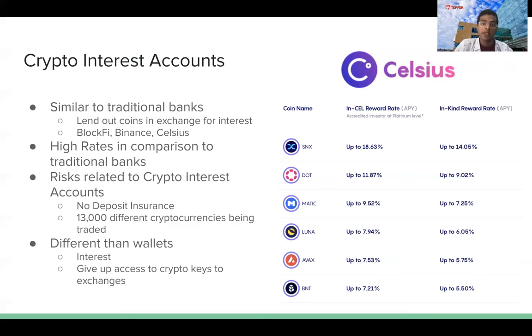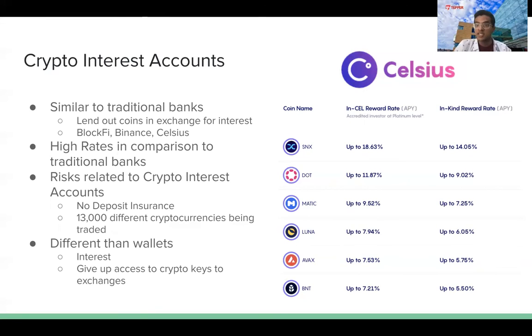Other firms provide interest through their own personal coin instead of the coin the interest account is in, while some firms provide interest through combinations of in-kind and a different currency. So the exchange that we are using as an example is Celsius. There are currently a couple of firms that provide these services, like Coinbase, BlockFi, and Celsius.